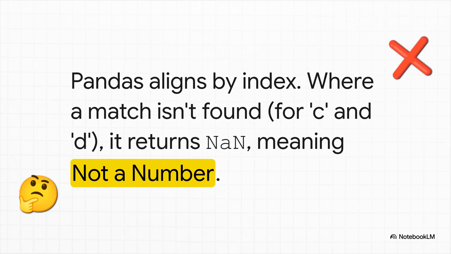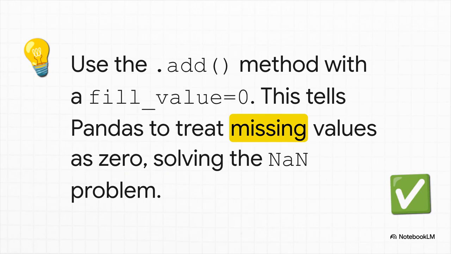But what about C and D? Well, they don't have a partner in the other series. So Pandas returns NaN, which stands for not a number. Now, this is not an error. This is actually really important. It's Pandas basically raising its hand and saying, hey, just so you know, I was missing a value here. But don't worry, there's an easy fix.